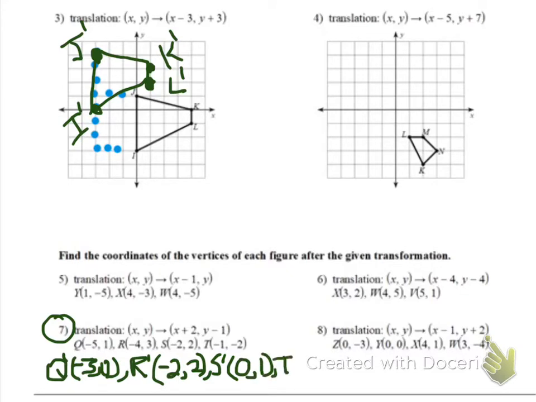And finally T prime, start with negative 1, add 2, I get positive 1, and start with negative 2, subtract 1, I get negative 3. That's really all there is to translation. You should try some.